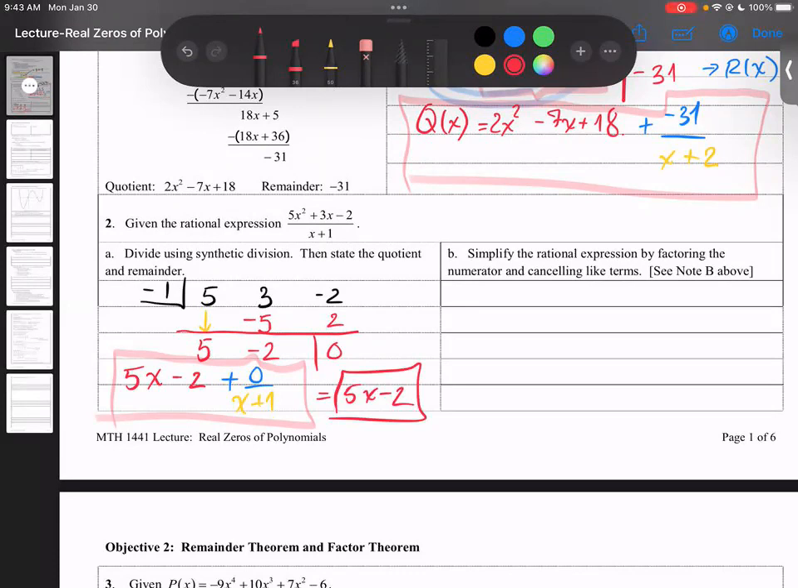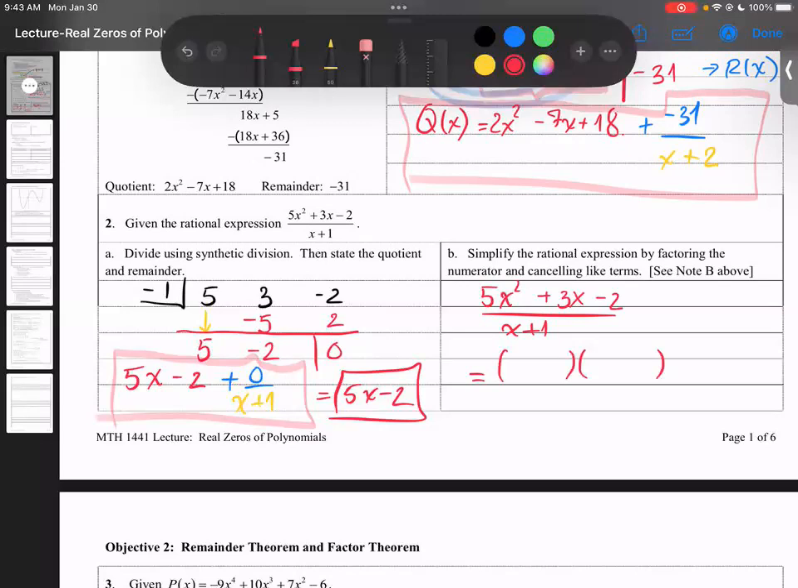So let me rewrite the problem using factoring. 5x squared plus 3x minus 2 divided by x plus 1. It's not important for this lecture. It's not a factoring lecture, so I'm going to use the guess and check method. Can you find two numbers that multiply to 5x squared?